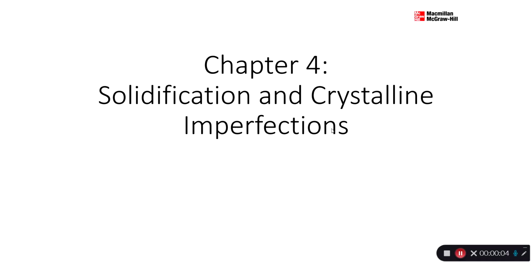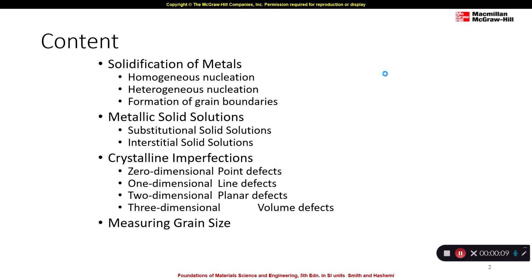We're going to continue with chapter 4, solidification and crystalline imperfection. As seen from the previous class, we have covered the first topic, which is the solidification of metals. So you learned about the two different types of the nucleation process, which is the formation of the smallest solid particle before it starts to grow into crystals and eventually grains. Alright, so you can re-look at those video recordings and refresh what you have learned.